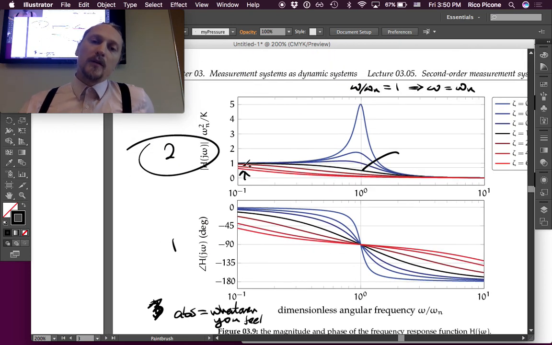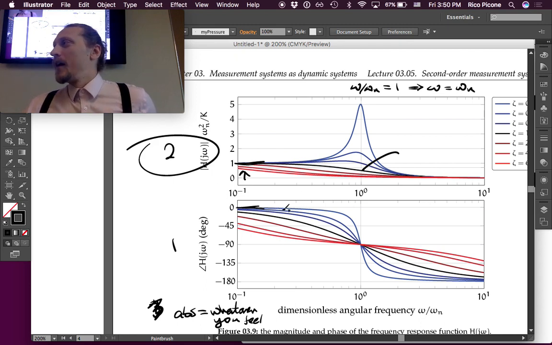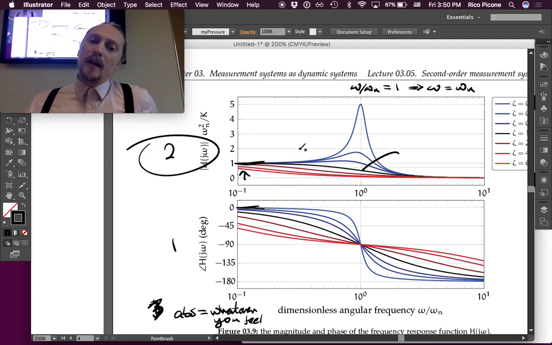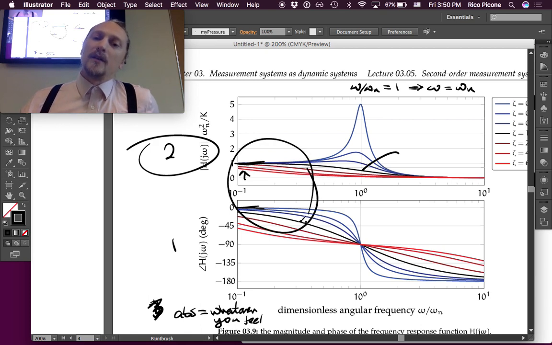So pretty much we want magnitudes near 1 and we want phases near 0. They happen to correspond, which is good. Otherwise, we'd have to trade off, right? We don't have to trade off. We can have our cake and eat it too, as long as we stay in this operating regime.